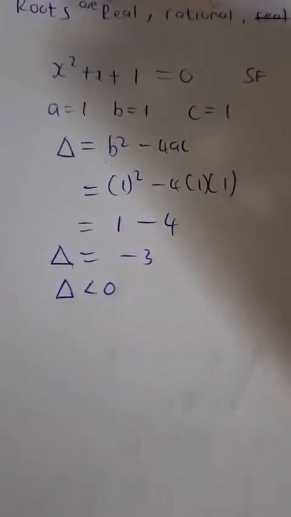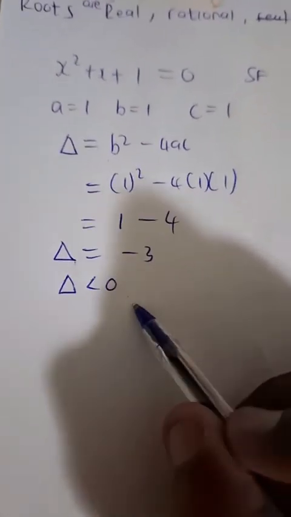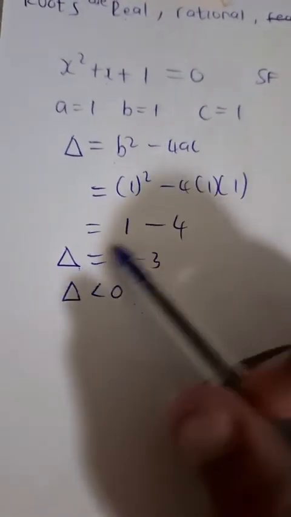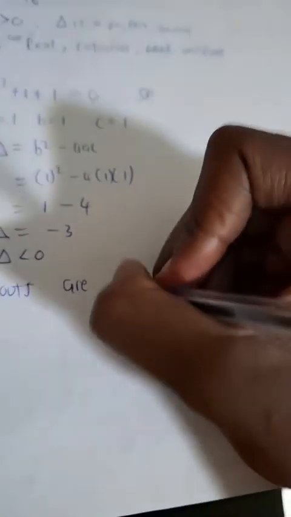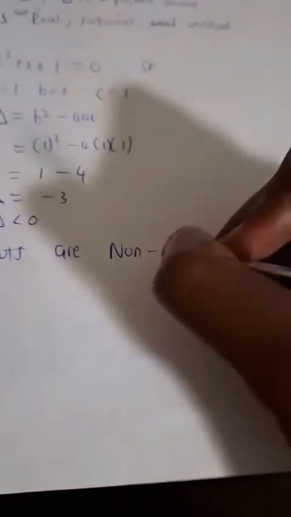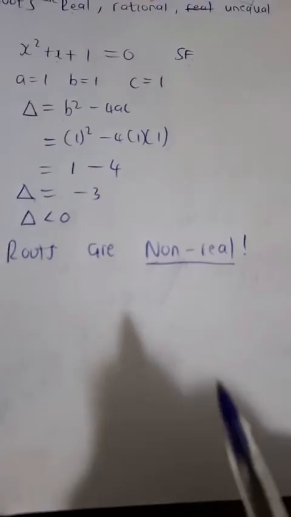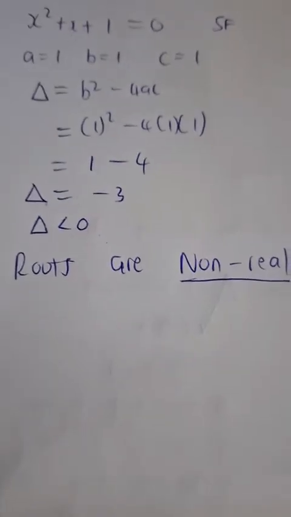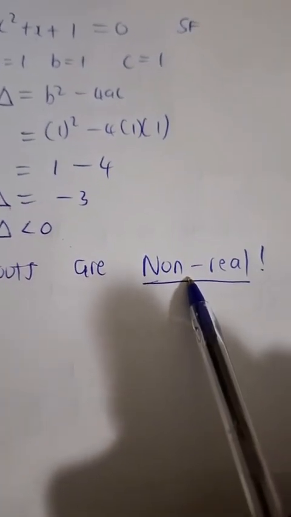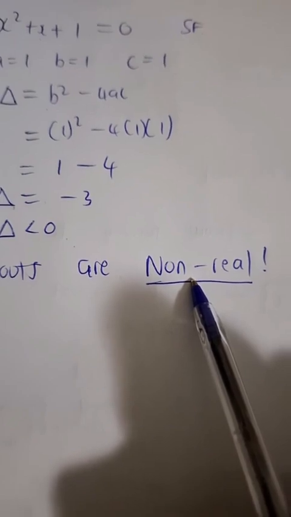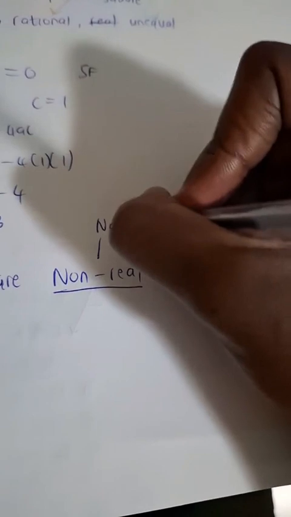Okay. And because delta is less than 0, remember, this being a negative value, it means that the roots are non-real. And they are non-real, full stop. We can't say anything further, right? Something that you must note now about the fact that we say that the roots are non-real: it means that there are no real roots.